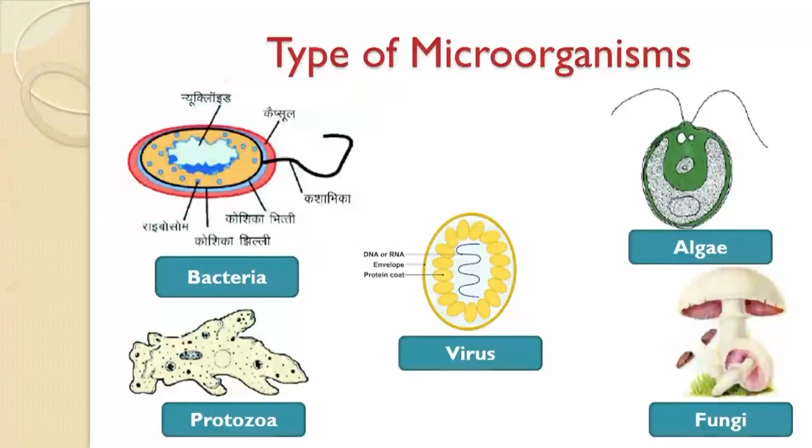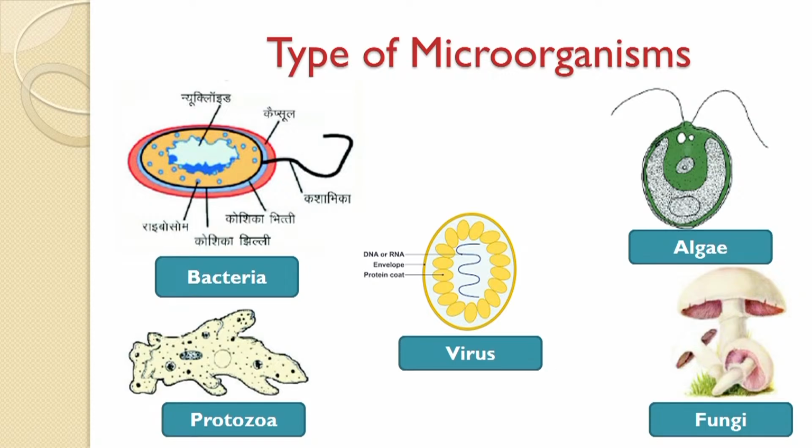So let's understand what the types of microorganisms are. Based on characteristics, there are different types of microbes. It may be bacteria, algae, virus, protozoa, or fungi. Here you can see the cell structure of bacteria. Here you can find the nucleus in the cell, and around the cell there is a capsid, and also there are various types of circular DNA.